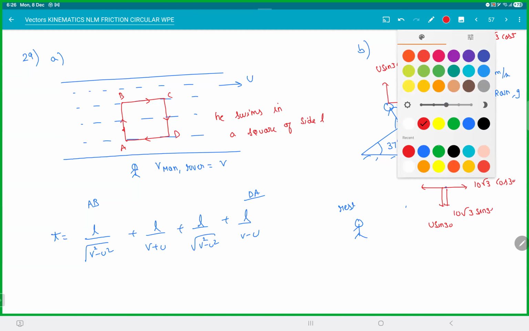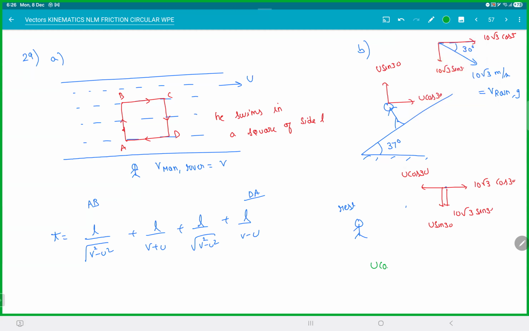Since he thinks rain is falling vertically, the horizontal component should cancel. U cos 30 will be 37. 10 root 3 cos 30. Solve this, you'll get the answer. So yeah, Rain Man, there is nothing much. Always stop the man, take the relative velocity and see what he's asking.